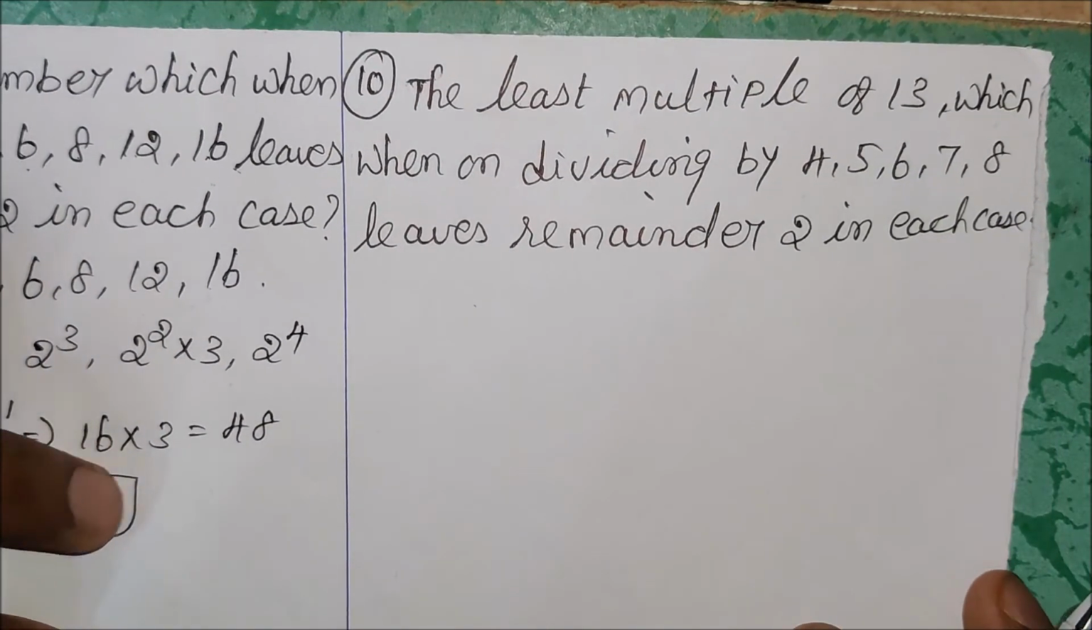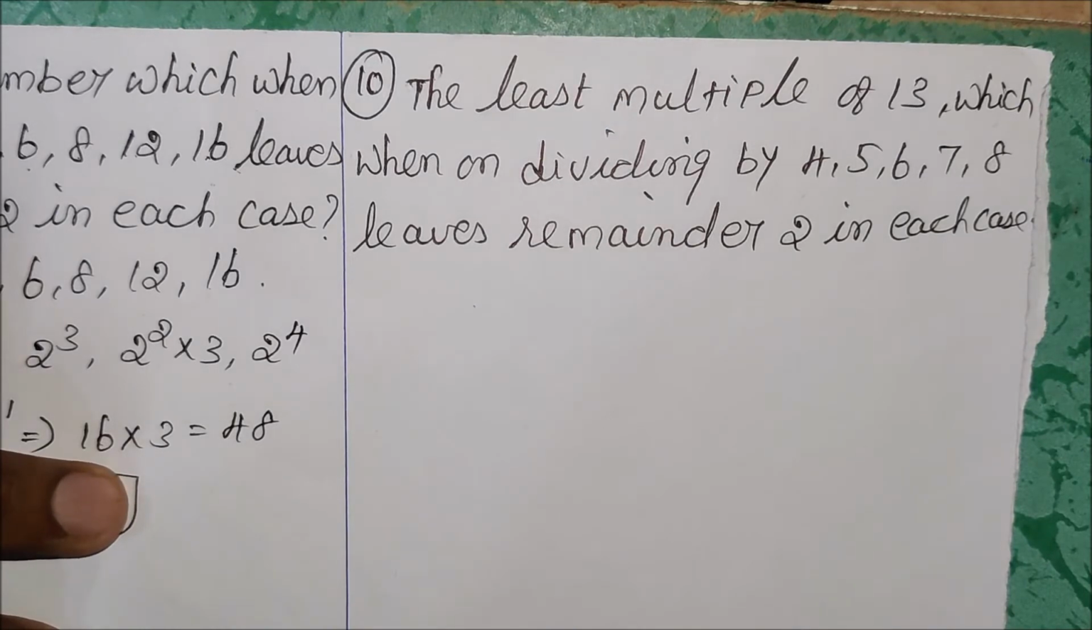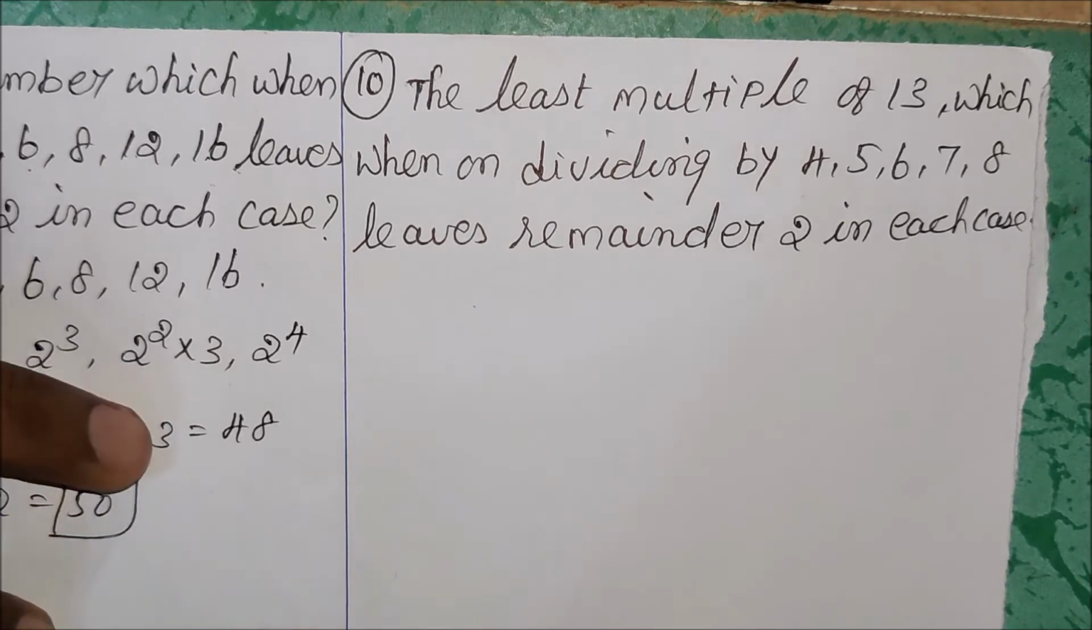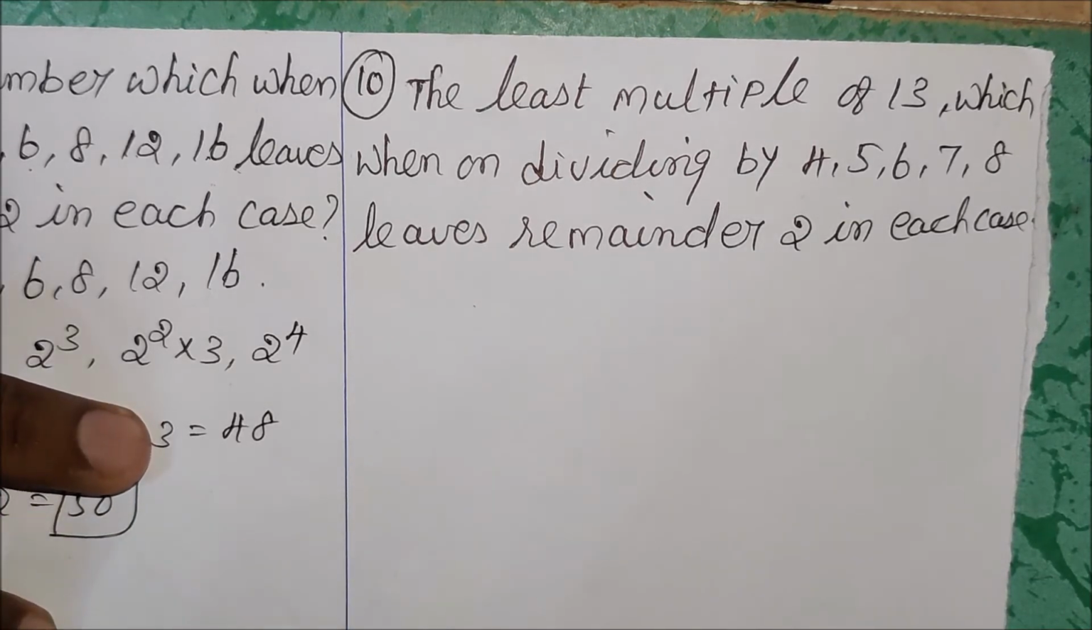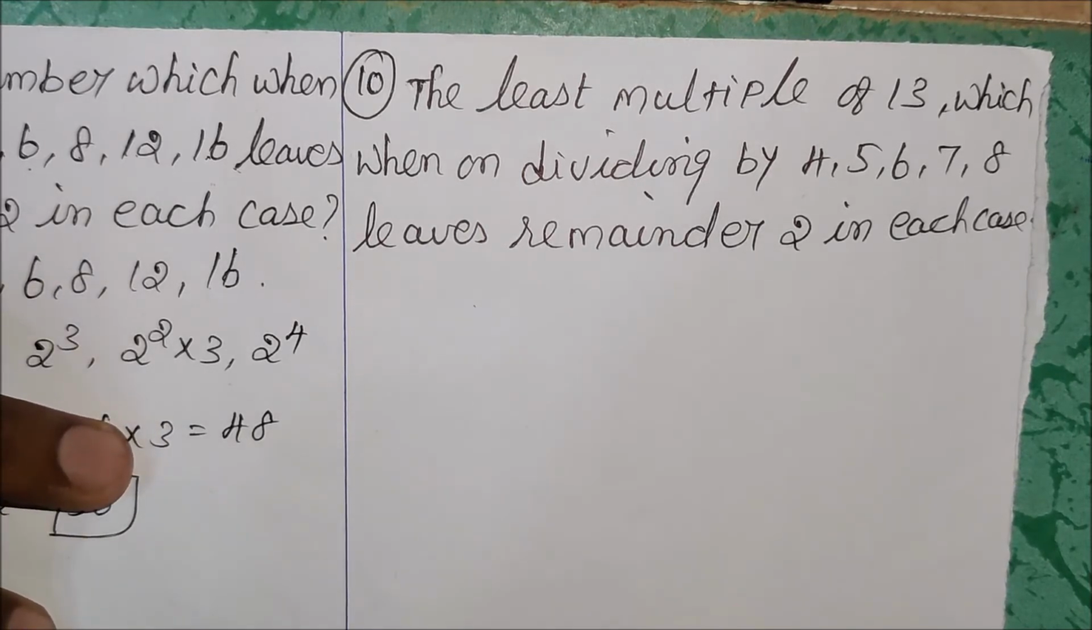Next question. The least multiple of 13 which, on dividing by 4, 5, 6, 7, 8, leaves remainder 2 in each case. Okay, we need to find a number.